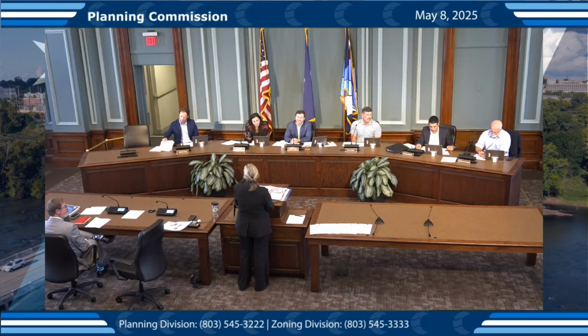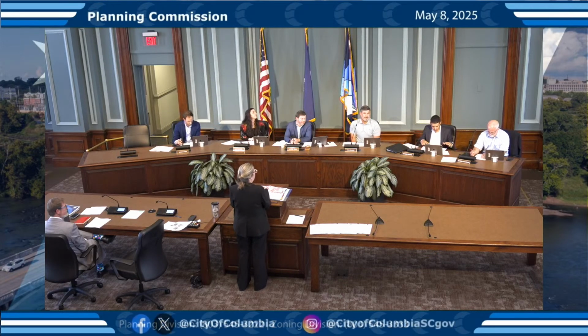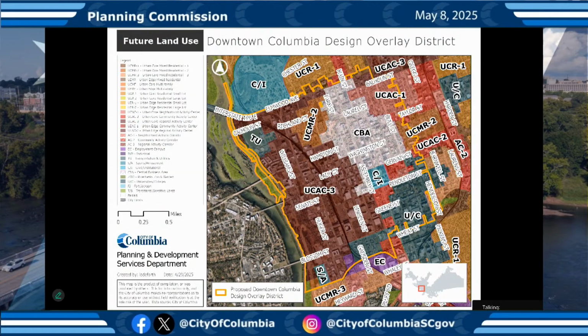So while we're on that topic, we're going to move to the next couple of cases. Okay, so the plan, as you know, is part of this process. The second part is the actual design guideline document and overlay. As you know, your case summary puts these together, but it is two separate motions. It just makes sense to talk about them as one overlay district.